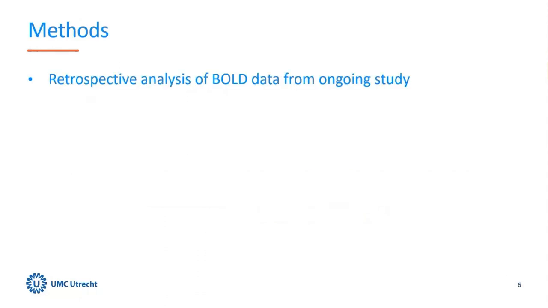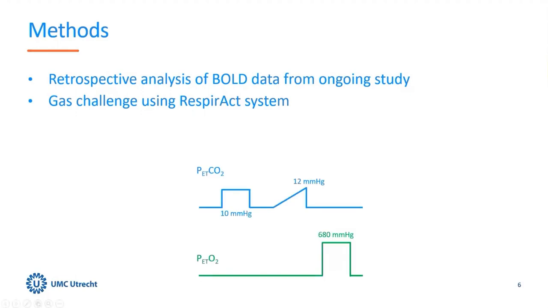We retrospectively analyzed all data that we acquired from an ongoing clinical study. And this data was acquired during a gas challenge using a respiratory system. Here you actually see the paradigm for this gas challenge. So this paradigm consists of a hypercapnic block, followed by a hypercapnic ramp, and then eventually a hyperoxic block. And all these events were interleaved by a 120-second baseline period.